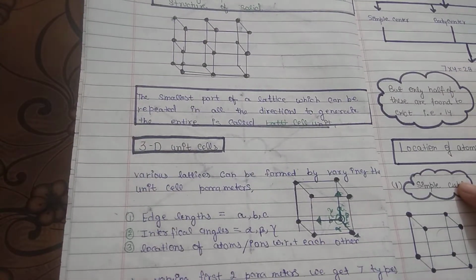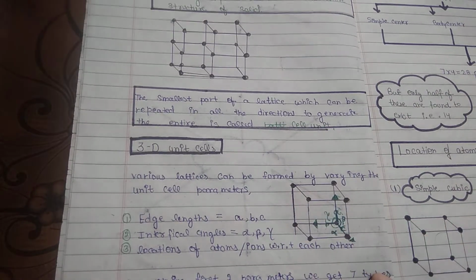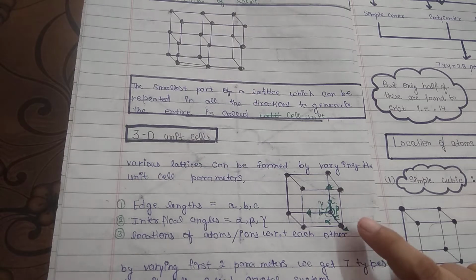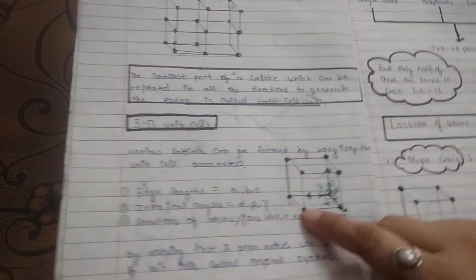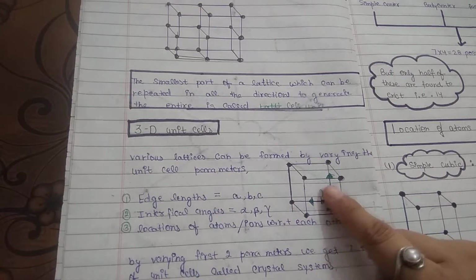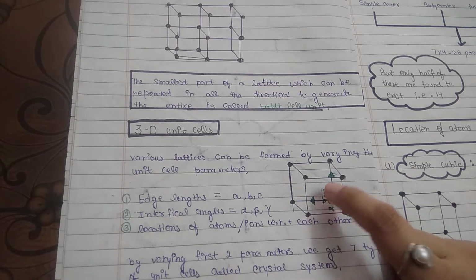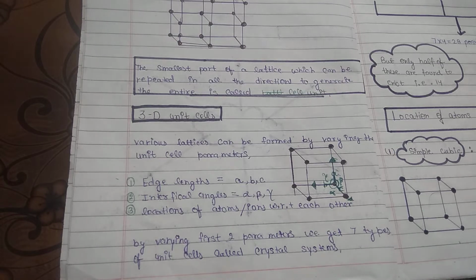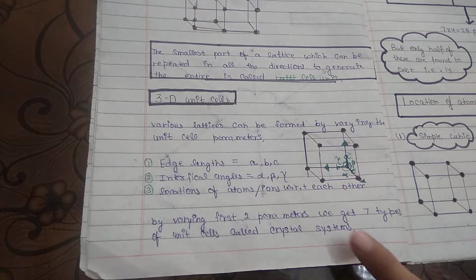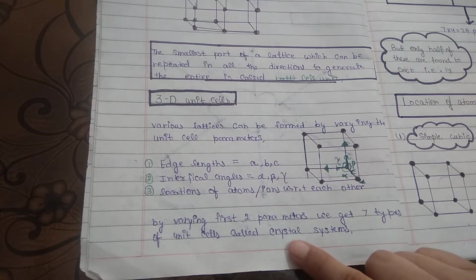Various lattices can be formed by varying the unit cell parameters. You know the edge lengths, which are a, b, c, and the individual angles are alpha, beta and gamma. Here is alpha, here is alpha, here is beta and here is gamma. Then there is the location of atoms or ions with respect to each other. By varying the first two parameters, we get 7 types of unit cells, called crystal systems.